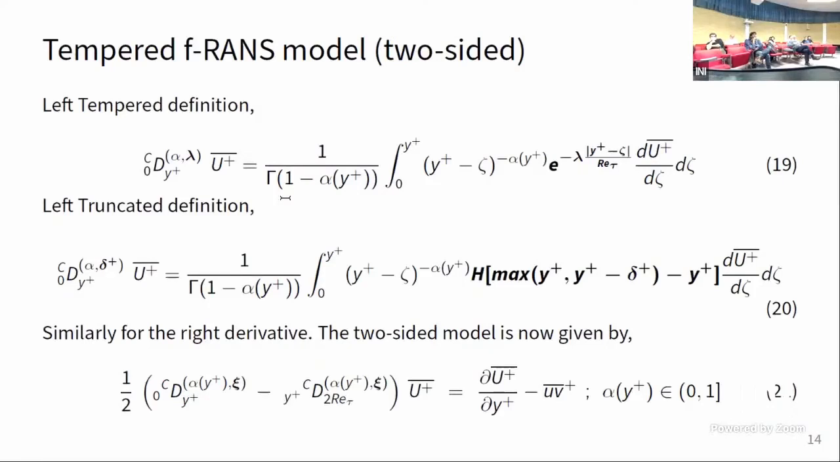But by delta, and now there are two unknown parameters: the fractional order as well as delta for the truncated definition, and for the tempering there is lambda. I want to see what happens and what more I could do with this. Obviously, the two-sided definition will have a similar structure to what we have been talking about.